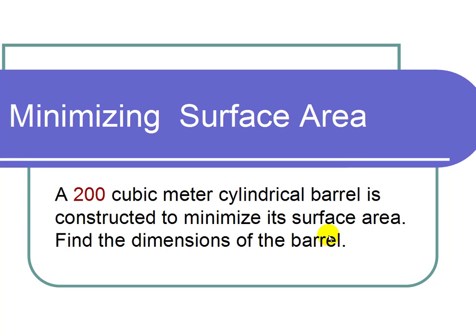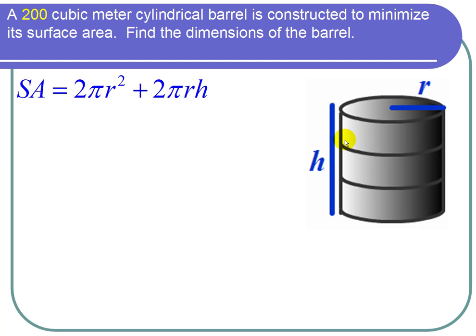So here's my cylinder. It consists of the top and bottom, which are circles, and their area is each pi r squared, so I get 2 pi r squared for the two circles. And then the lateral surface area is the length of the top, or 2 pi r, times the height. So there's my formula for the surface area.